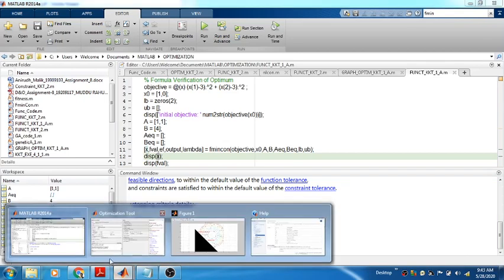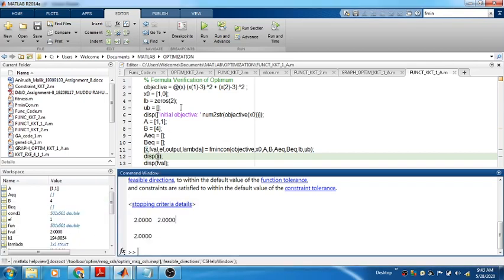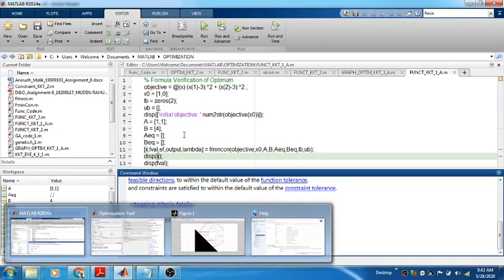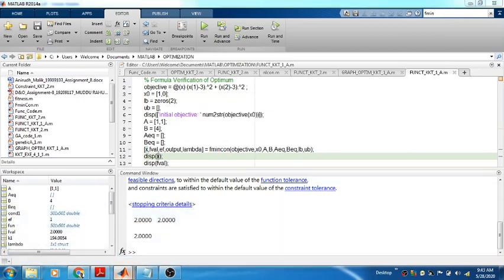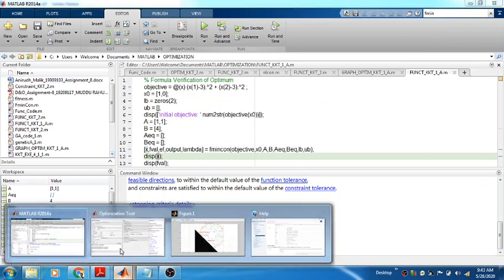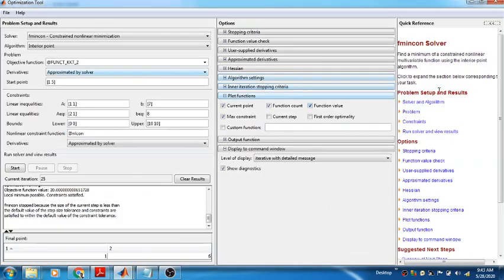Now the next one, I told that we can solve this problem using this tool, right?